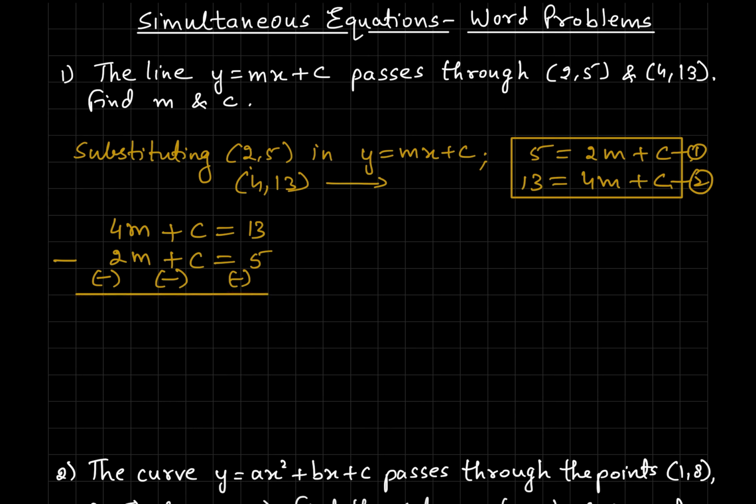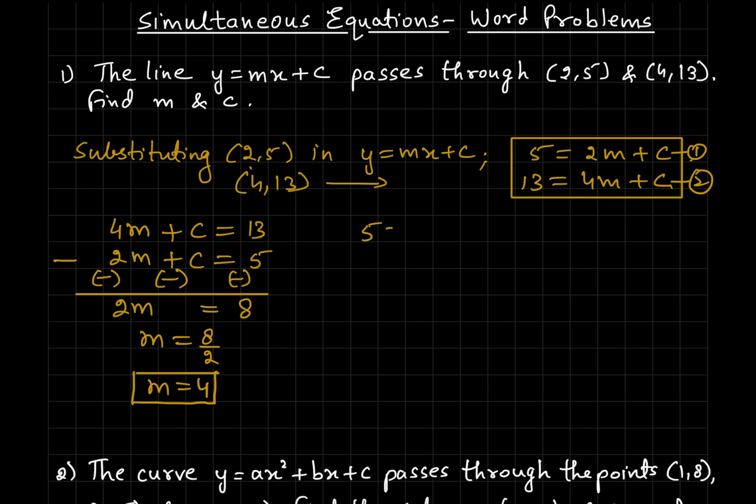Then put a line, and then 4m minus 2m would give me 2m. c minus c would get cancelled out. 13 minus 5 would give me 8, and so m would be 8 over 2. So m is nothing but 4. So we got our m value, which is equal to 4 here, and then by substituting this m equal to 4 in any one of these two equations, equation number 1 or equation number 2, we can get the value of c also. So let us substitute.